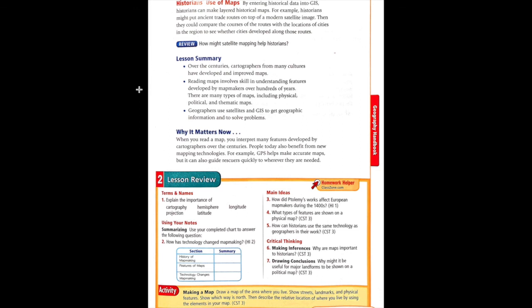Why it matters now. When you read a map, you interpret many features developed by cartographers over the centuries. People today also benefit from new mapping technologies. For example, GPS helps make accurate maps, but it can also guide rescuers quickly to wherever they are needed.